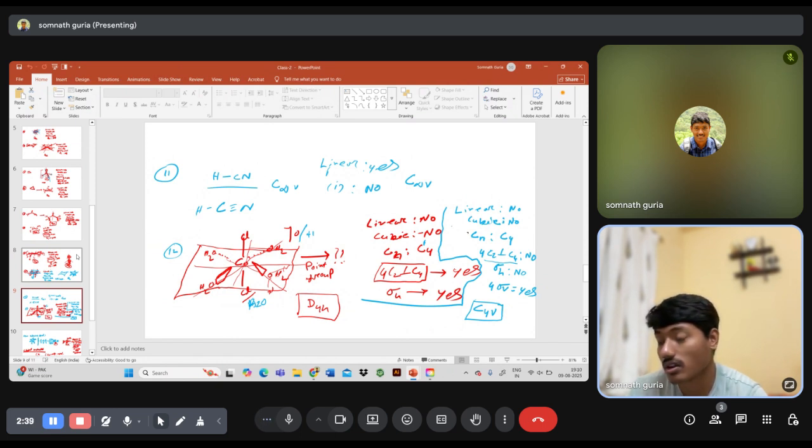We found that where one chloride is substituted, it is C4v, and the other one is D4h, where the two chlorides are substituted at the trans position.